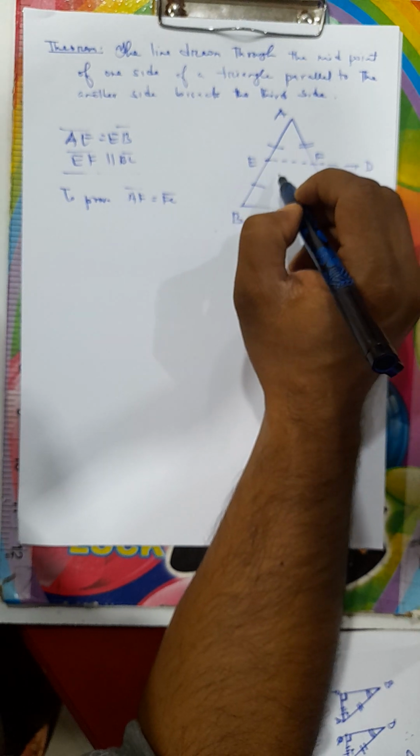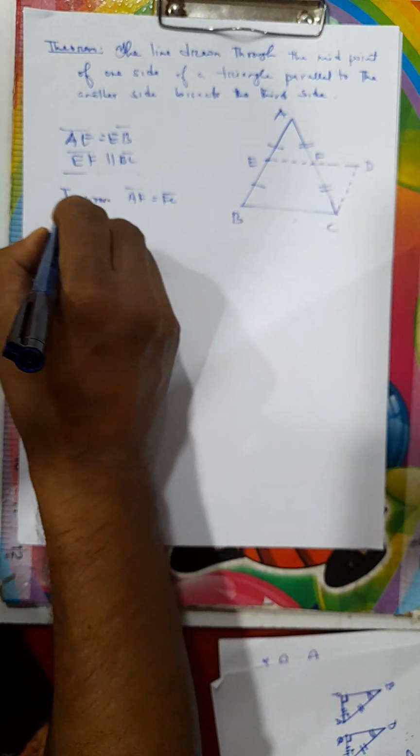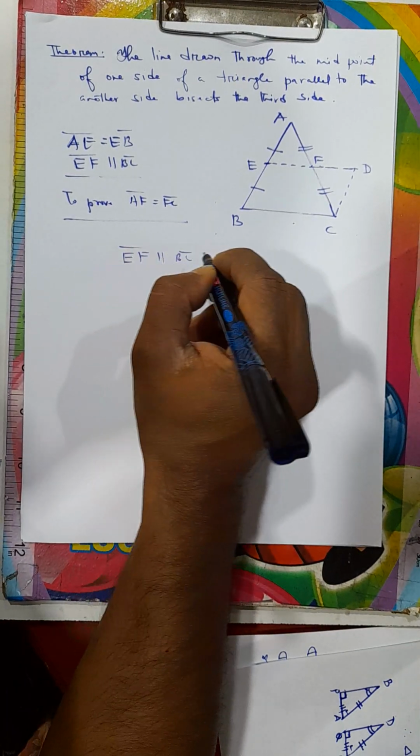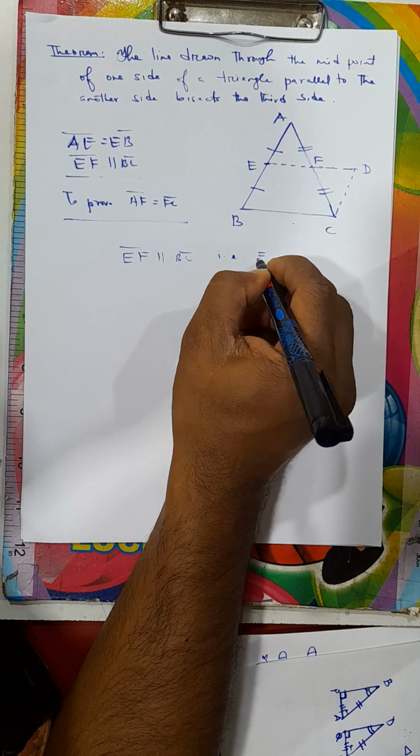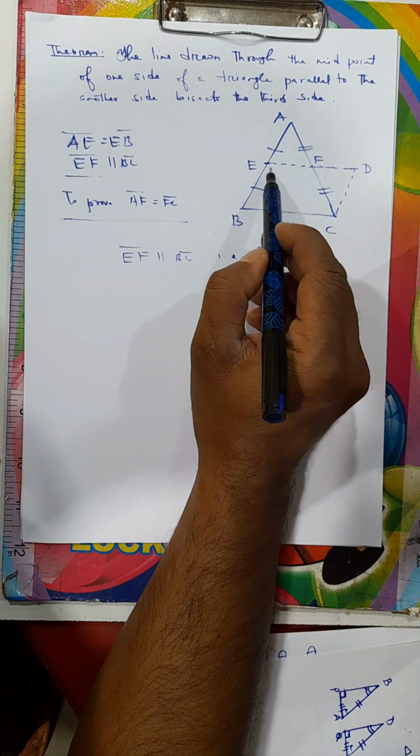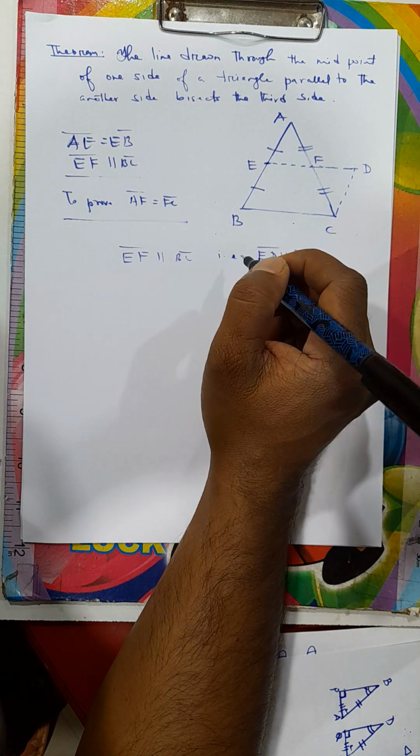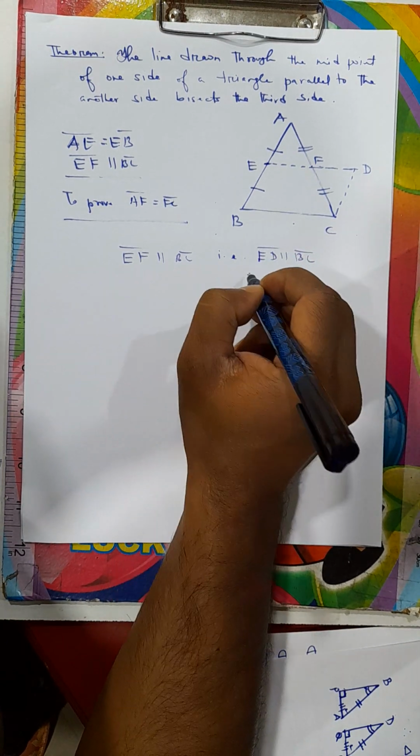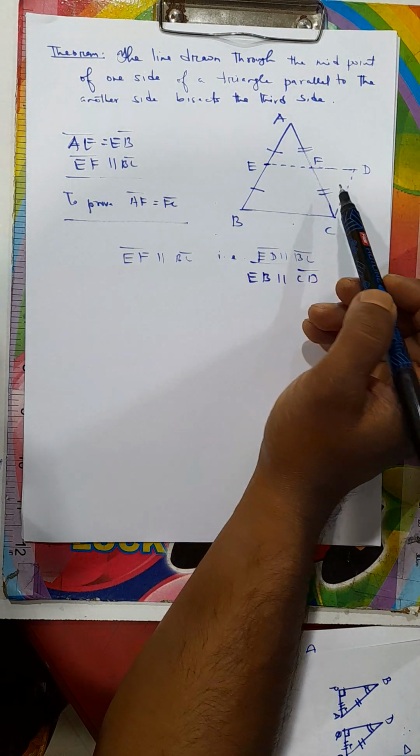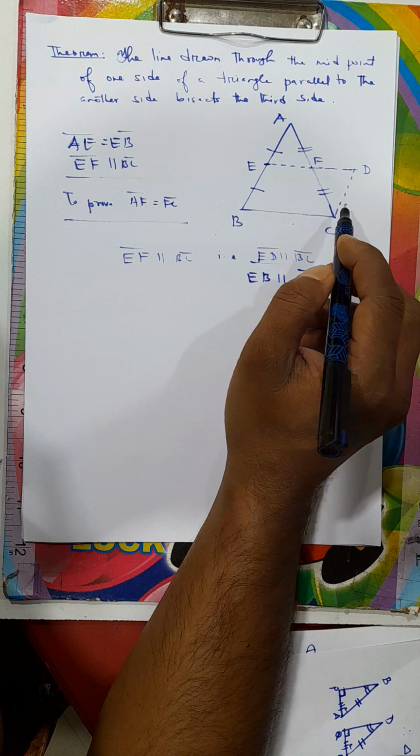Now you see we are given that EF is parallel to BC. So EF parallel to BC means ED is parallel to BC, right? Since if EF is parallel to BC, ED is also parallel to BC. Then again EB is parallel to CD by construction, since we are constructing this line CD parallel to AB. That means EB parallel to CD.